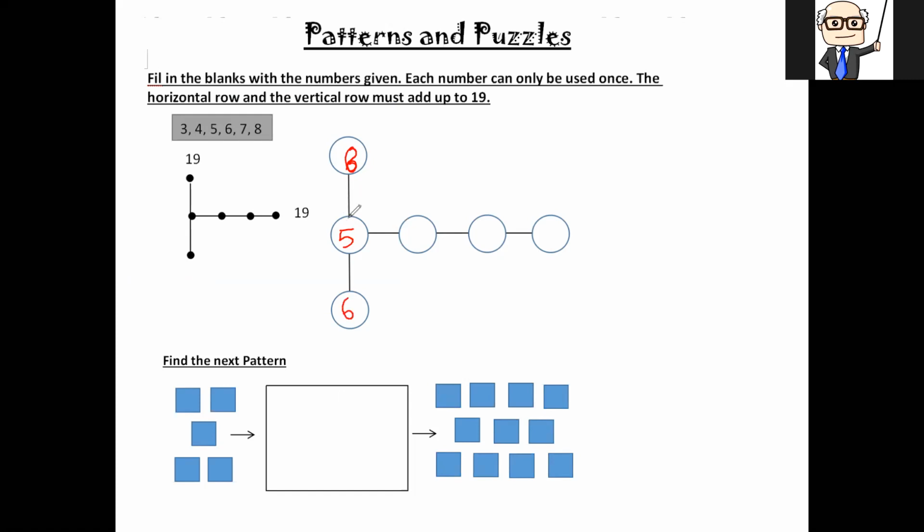So let me check. 8 plus 5 equals to? 13. 13 plus 6 equals to? 19. Okay, so now I cancel 8, I cancel 5, and I cancel 6. So my left 3 numbers would be 7, 3, and 4. What's 5 plus 7? 12. 12 plus 3? 15. 15 plus 4? 19. Okay, so does anybody else have another way other than these 2? For those who haven't copied down, you can copy down this answer.